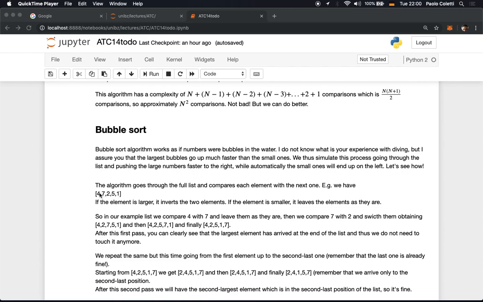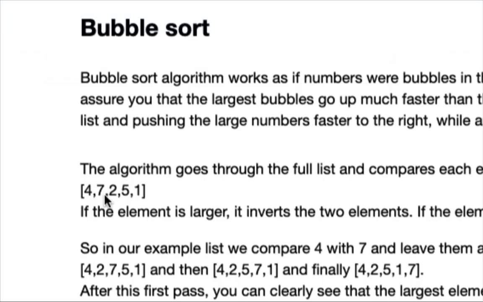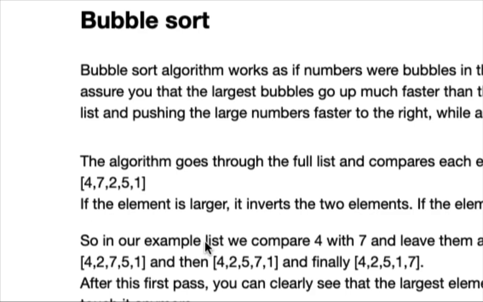and compare each element with the next one. I will zoom so you see better. Each element with the next one. If they are already small, large, that's fine. If they are large, small, we switch them. So 4 with 7. 4 is smaller than 7, fine. Go on. 7 with 2. Okay, 7 is larger than 2, so I switch them. And I get 4 here.